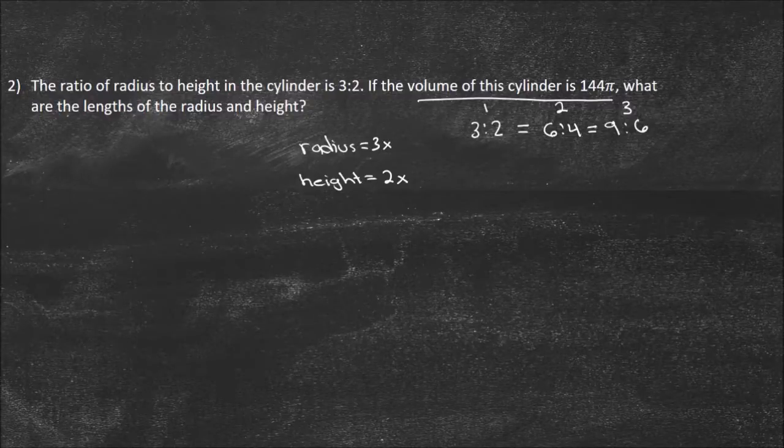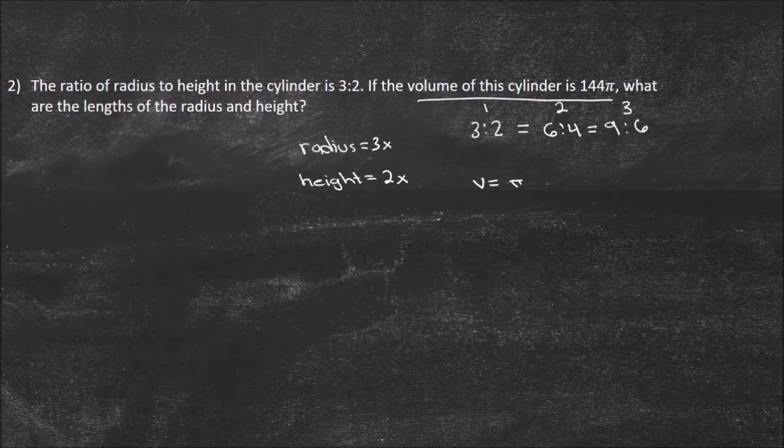but it can be 6 to 4 if I multiply everything by 2, it can be 9 to 6 if I multiply everything by 3. It just has to keep that ratio, and multiplying by a constant will keep that ratio. So let's do the volume formula.